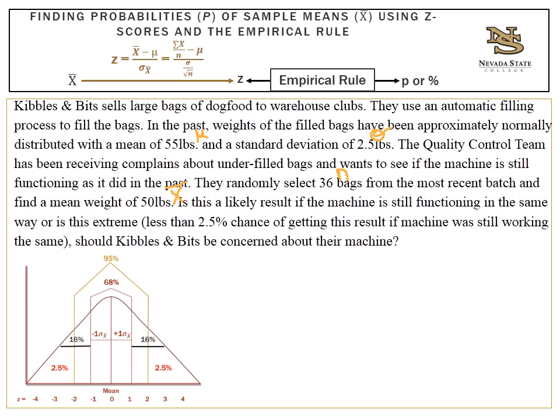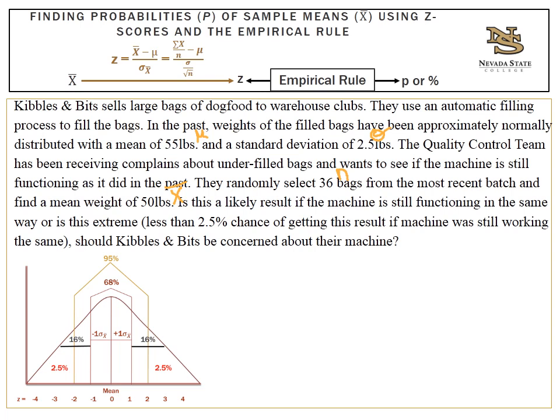Is this a likely result if the machine is still functioning in the same way, or is this extreme? An extreme result that we would get if the machine was still working the same. So if we find out that we have a really large z-score, it's unlikely that we would have gotten that due to chance. It's likely then that we got it because those original population parameters are no longer the case. The machine no longer has a mean of 55 with a standard deviation of 2.5. So let's see what happens.